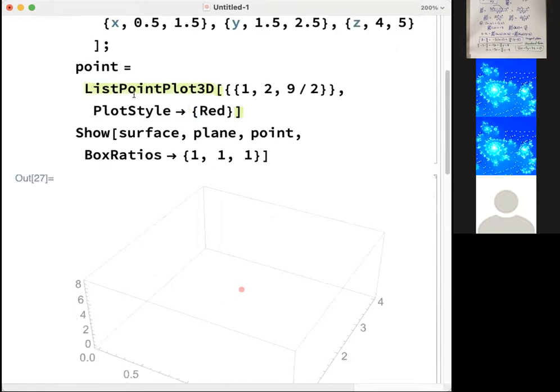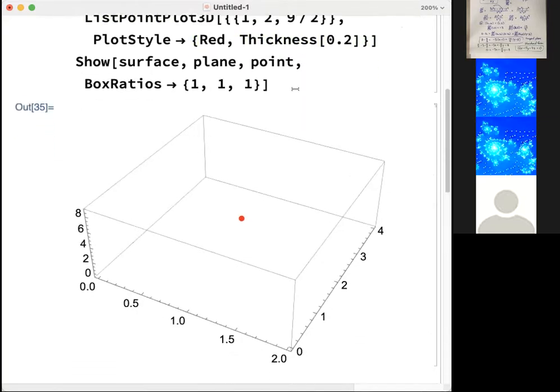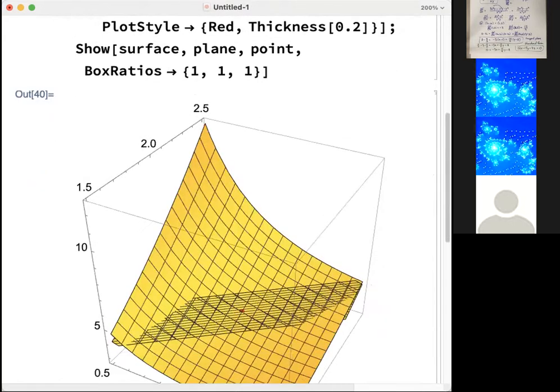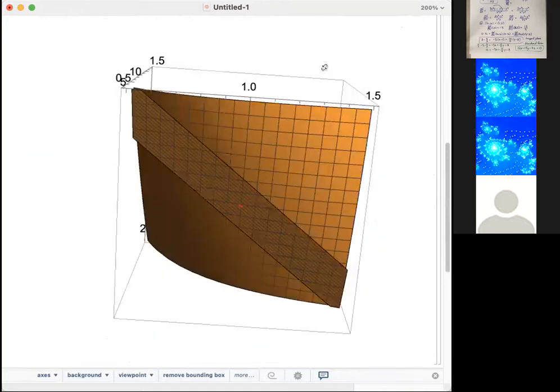ListPointPlot3D makes you enclose the points in a list, even if it's a single point. This is a good Mathematica demonstration day. Let's try that out. Okay. Figure point. We'll see what happens. And let's put the point in there. Let's kill that presentation. There's that point right there on the surface.